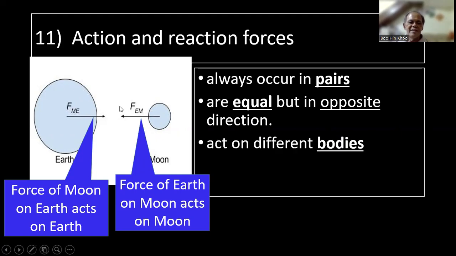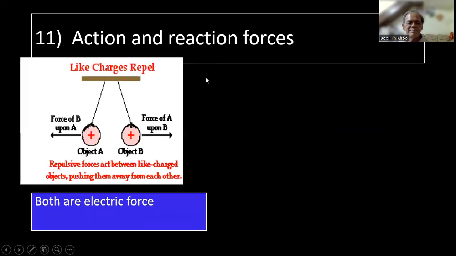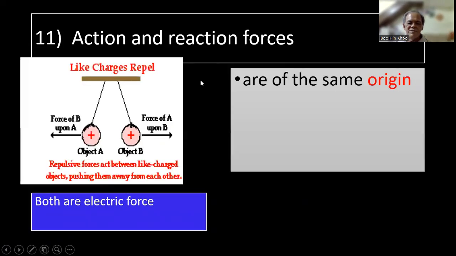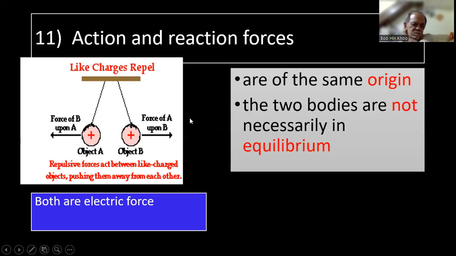They act on different bodies. This force acts on the earth. This force acts on the moon. They are equal. They are opposite to each other. They are of the same origin. Previously, gravity is gravitational in origin. This one is electric. Both are electric force. The two bodies are not necessarily in equilibrium. This one repulses, so it's not in equilibrium. It's accelerating away.